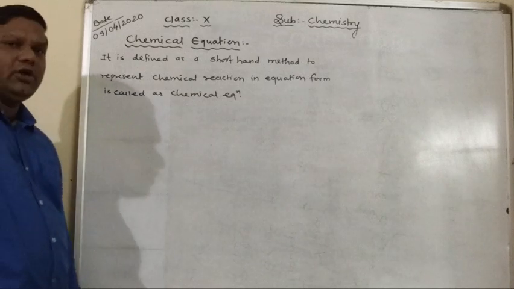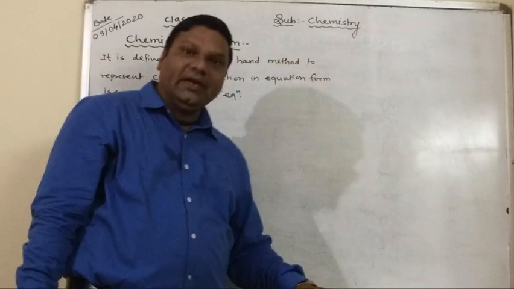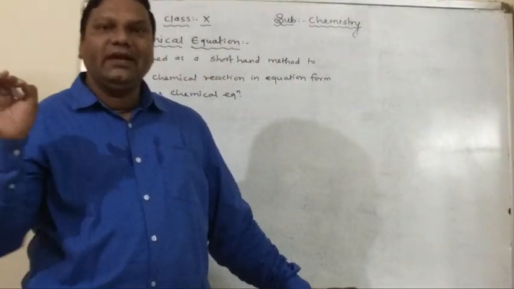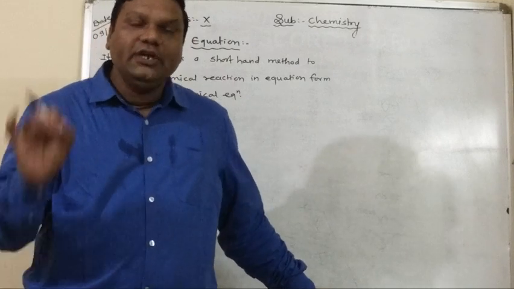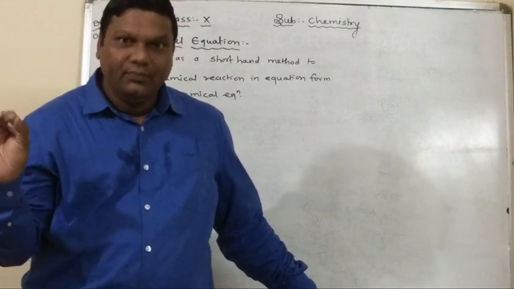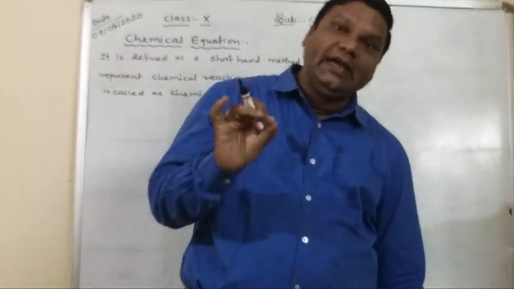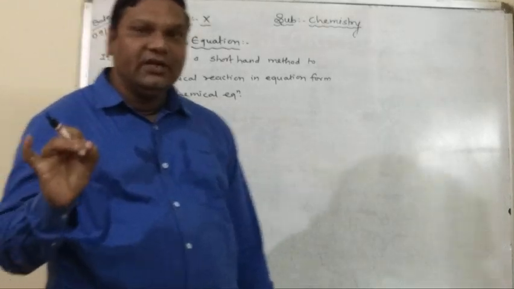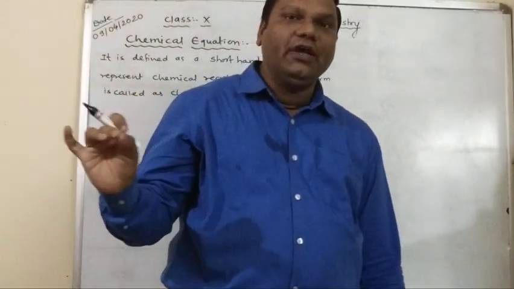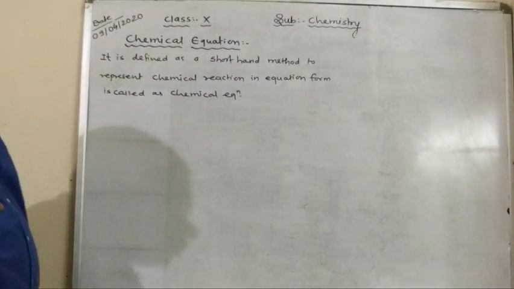Okay, now how is it a shorthand method? If we write the statement of a chemical reaction, it is too lengthy, it requires a minimum of 2 to 3 lines, and every time we have to write the statement of the chemical reaction, it is very difficult as well as inconvenient.